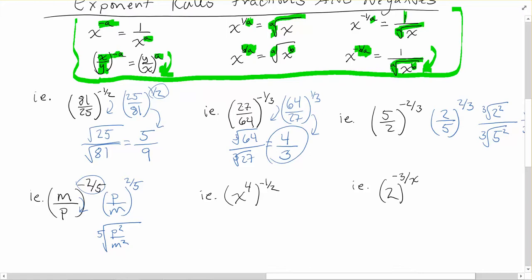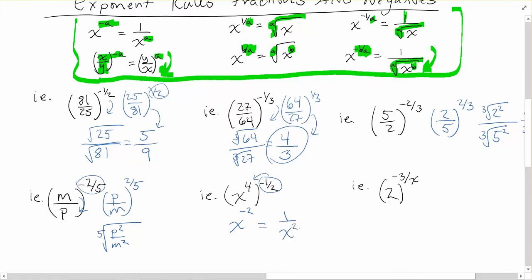Taking a look at the next example, x to the power of 4, all of that to the power of negative 1/2. Now remember, I've got brackets here, so we can kind of play with this a little bit. When you've got an exponent outside a set of brackets, remember you need to multiply whatever the power is outside by the powers inside. So if I multiply that, that becomes x to the, what's 4 times negative 1/2, negative 2. And that becomes 1 over x squared.